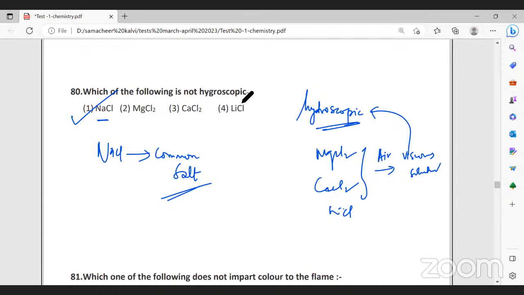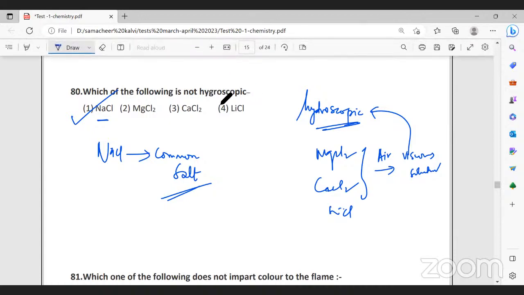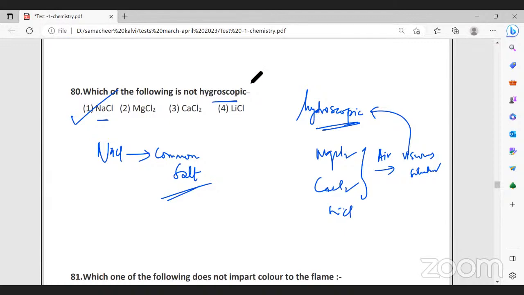If you have seen in your labs, when you're doing salt analysis and the attendants open the bottle, you would see some of the salt has become like a solution. They would say it is decomposed, but it is because of the nature of those salts, which is hygroscopic. So the question here is, which is not hygroscopic? The answer for this is sodium chloride.